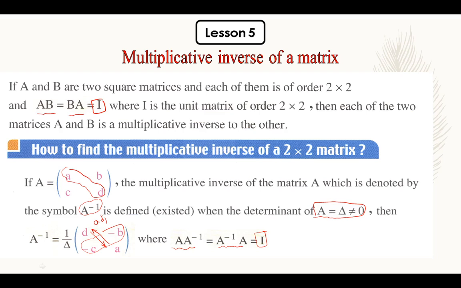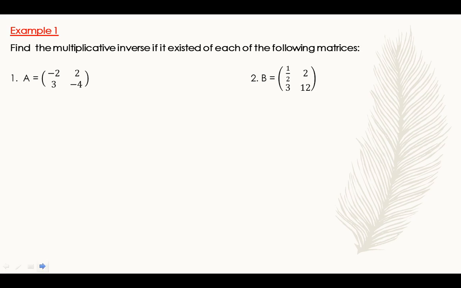Okay? Let's take an example to explain this lesson more. Example 1: find the multiplicative inverse if it exists. Sometimes we have the multiplicative inverse, and at other times we can't find the multiplicative inverse of a matrix.